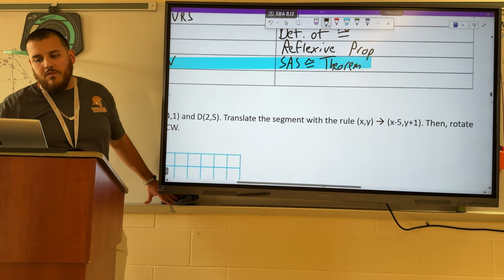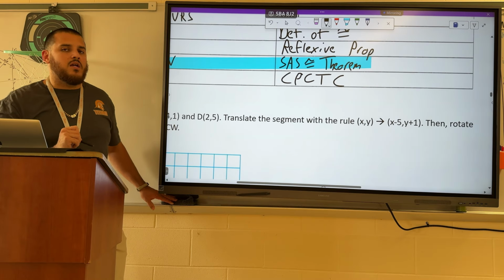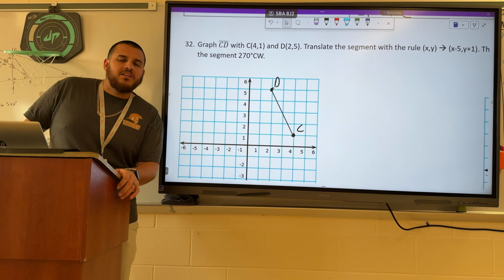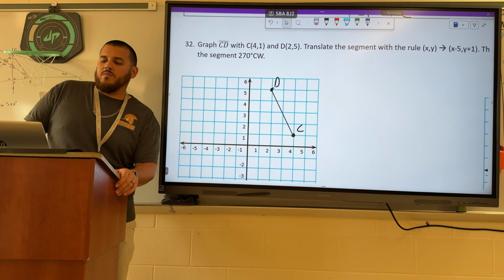We have an acronym for this. Corresponding parts of congruent triangles are congruent. CPCTC in this proof.